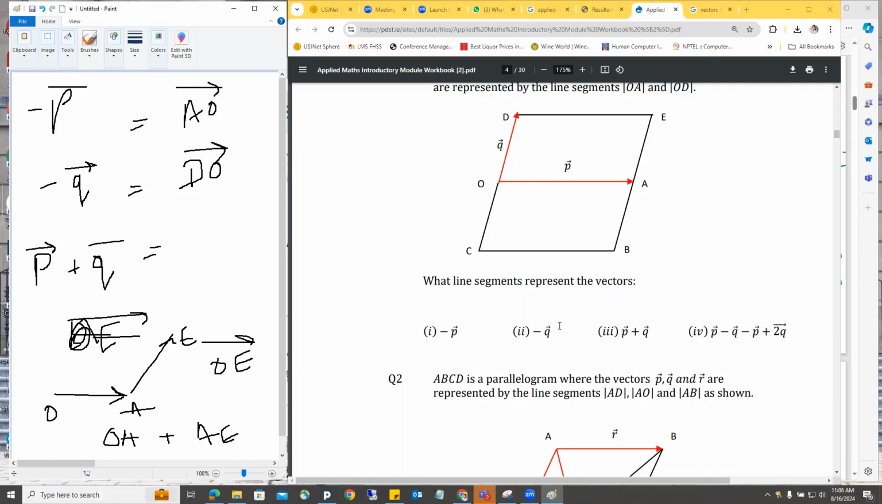It's kind of complicated. P minus Q minus P and then plus 2Q.